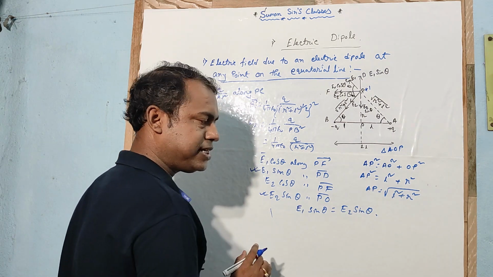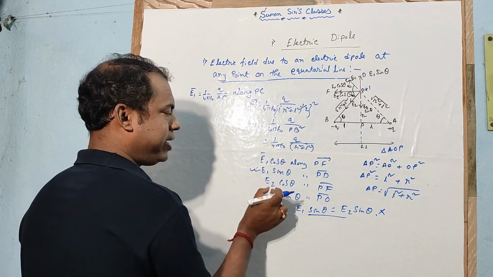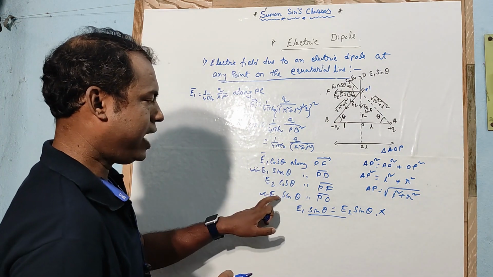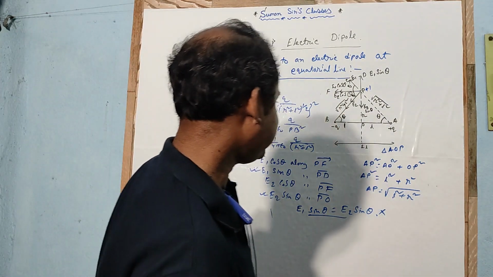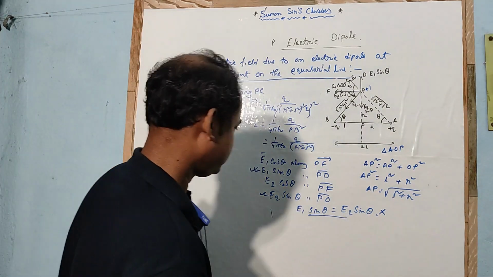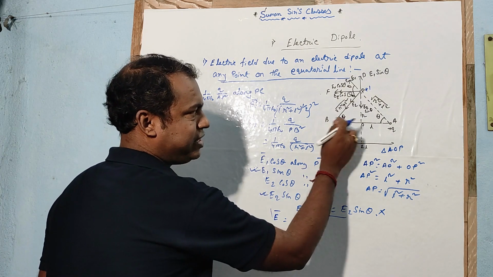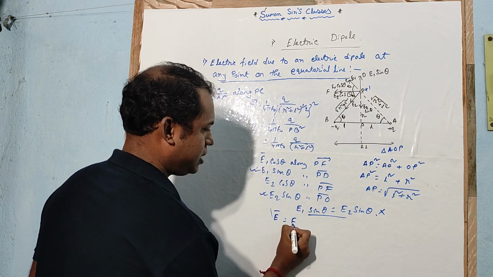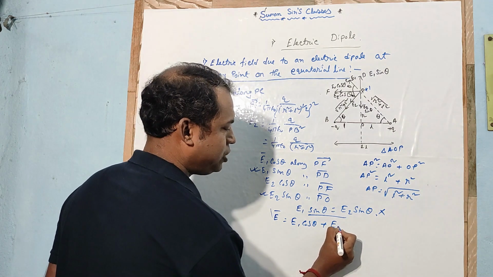So we just neglect this part. So this one is neglected. Only two forces remaining, that is E1 cos theta and E2 cos theta. So we just find out the total value of E1 cos theta and E2 cos theta. So the total electric field at the point P due to the dipole is E1 cos theta plus E2 cos theta.